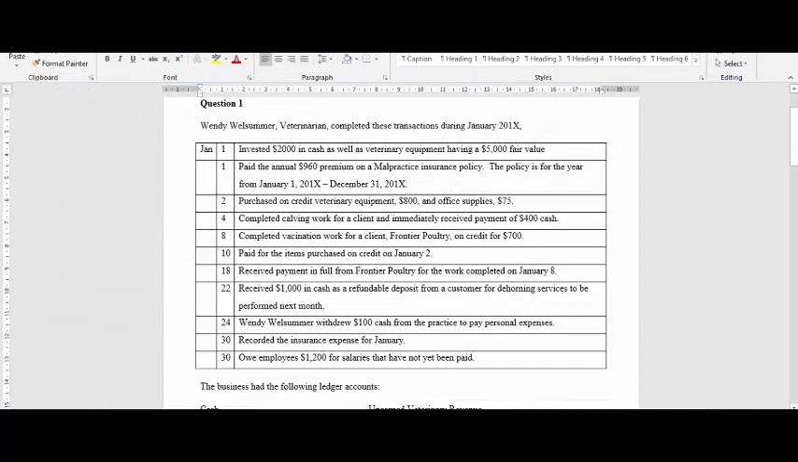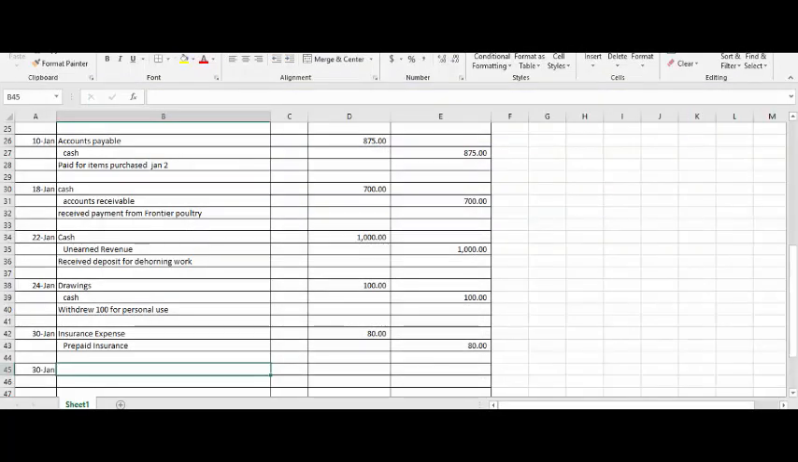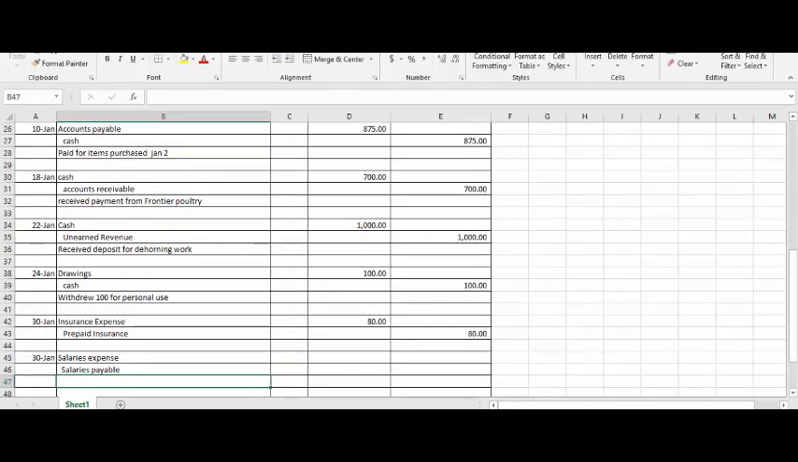Owe employees $1,200 for salaries that have not yet been paid. Once again, normally we wouldn't set this up. So what we're going to do is we're going to have a salaries expense, and we're going to have salaries payable, which is a liability account. So this is something we do to get our expenses up to date before we do financial statements. Normally we do this in the adjustments, but we're doing it now as kind of a spoiler.